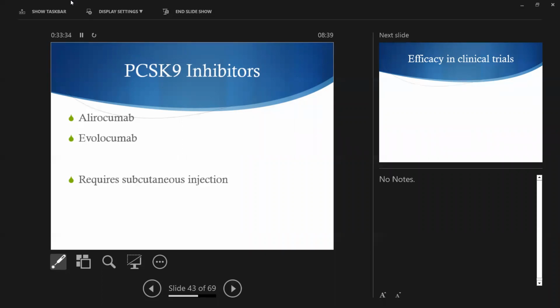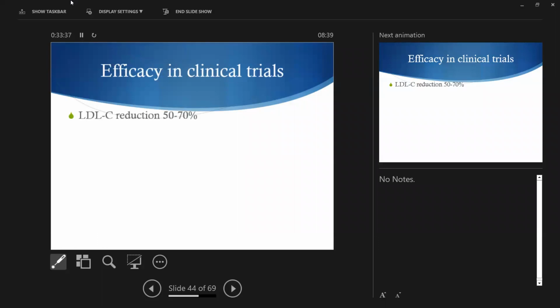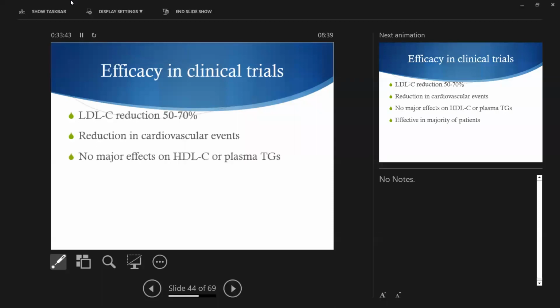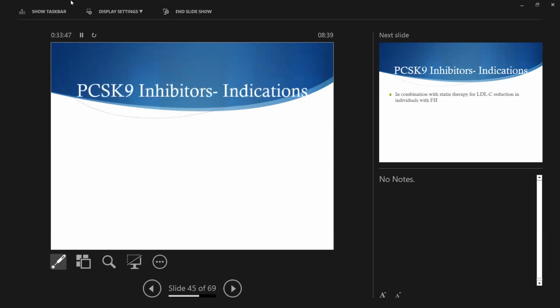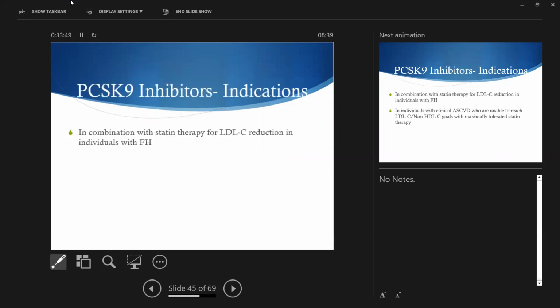So efficacy in clinical trials has shown an LDL reduction of around 50 to 70%, a reduction in cardiovascular events, no major effect on HDL and triglycerides, and effectiveness in the majority of patients. In combination with statin therapy for LDL reduction in individuals with familial hypercholesterolemia, that is one indication.